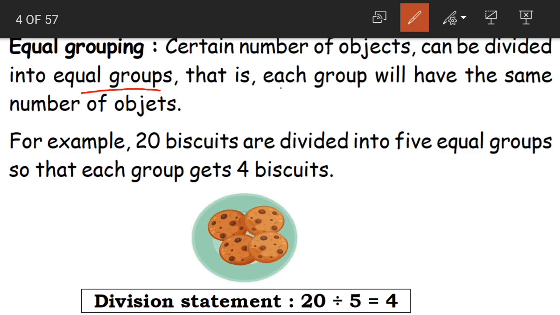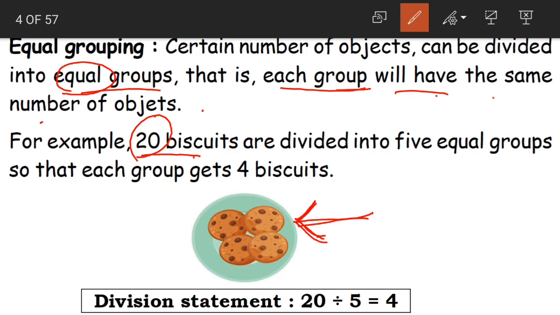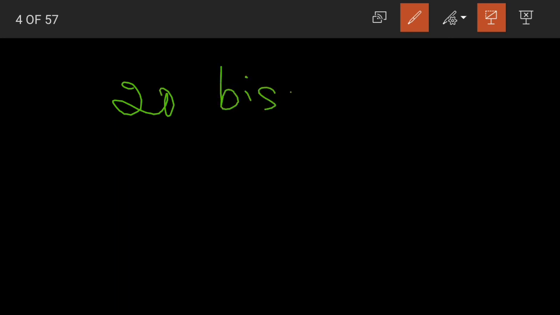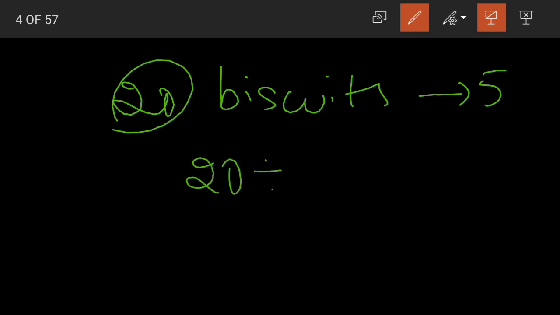And what is the point here? That each group will have the same number of objects. Equal means same, right? So each group should have the same number of objects. For example, here we have 20 biscuits. Can you see the biscuits here? So we have 20 biscuits which are divided into 5 equal groups. 20 biscuits divided into 5 groups. Understanding the sentence, children? 20 biscuits divided into 5 groups. So 20 divided by 5.